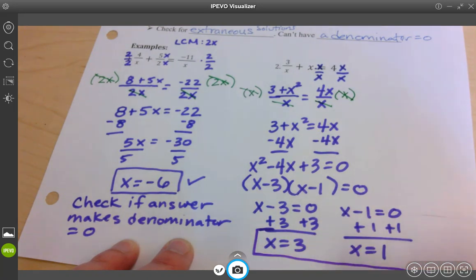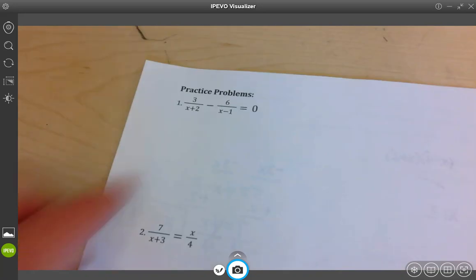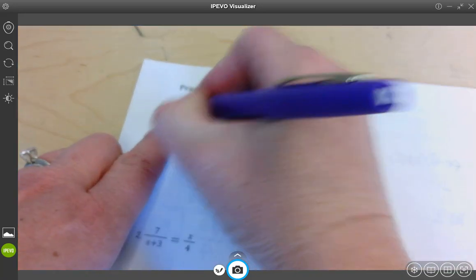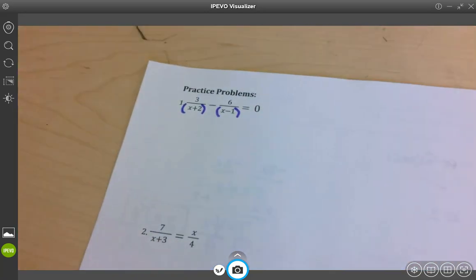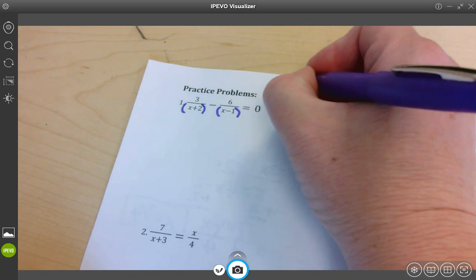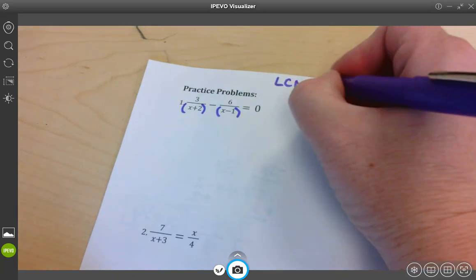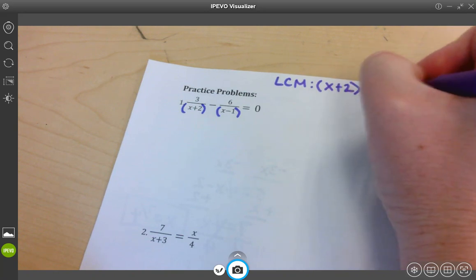So, check. Okay. X plus 2 is a denominator, and x minus 1 is a denominator. So our common denominator is going to need both of those. So my least common multiple, which is my common denominator, is x plus 2 times x minus 1.